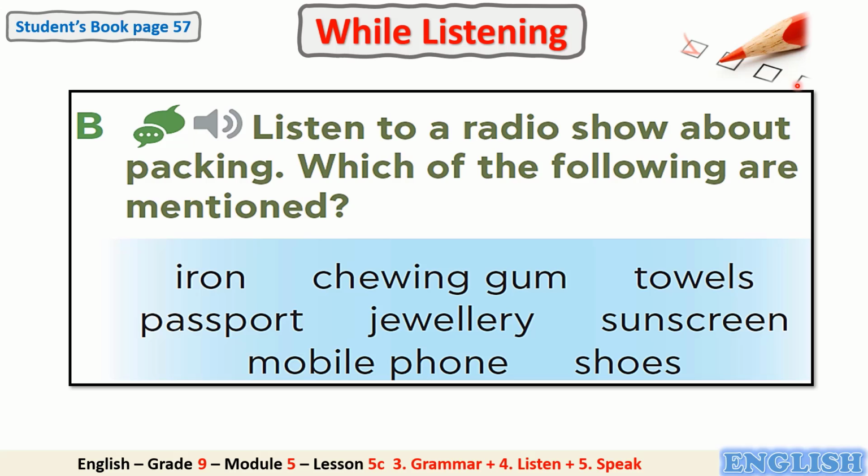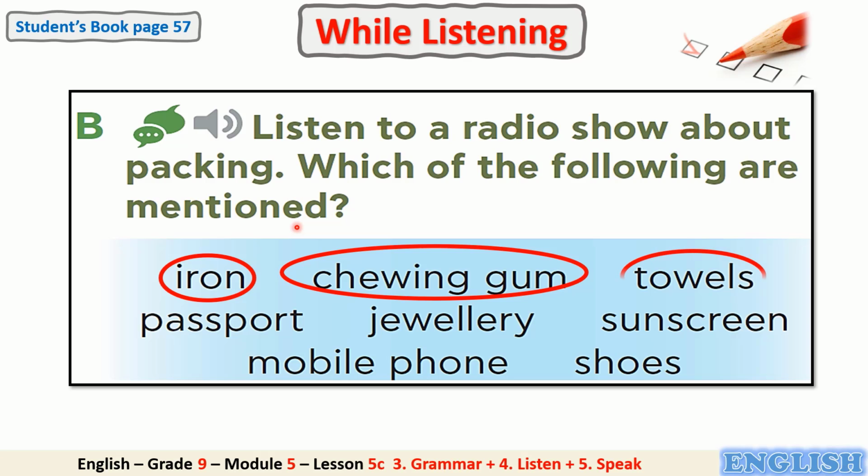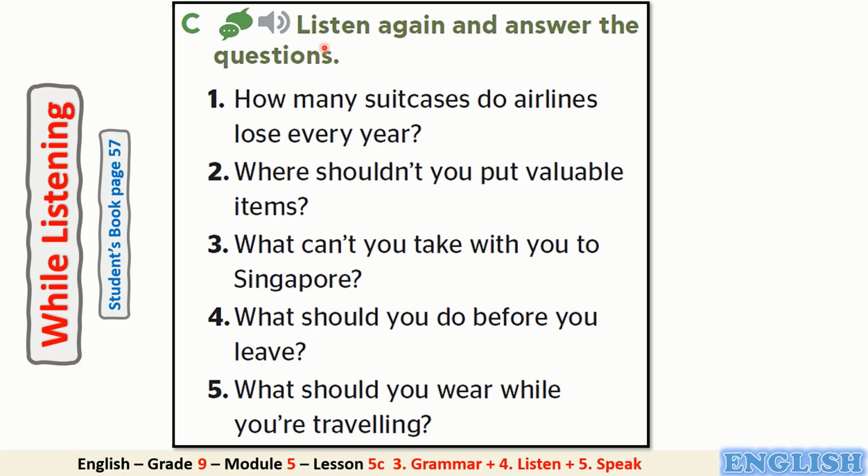Let's check your answers. Which of the following are mentioned? Very good, my students. Iron, chewing gum, towels, jewelry, and shoes. Well done, my students. In exercise C, we are going to listen again and answer the questions. Here we have 5 questions. We are going to answer them after listening again. Now, pause the video, read these questions, then listen again and answer.